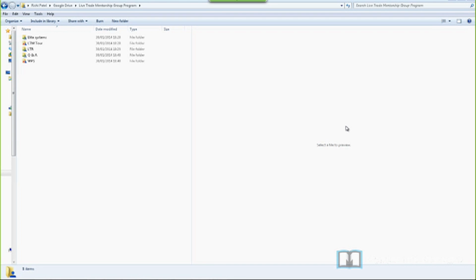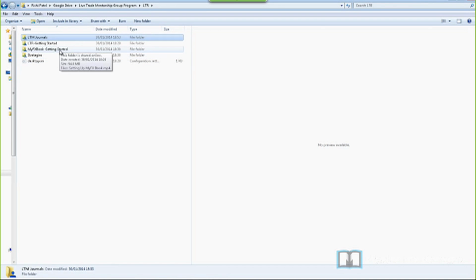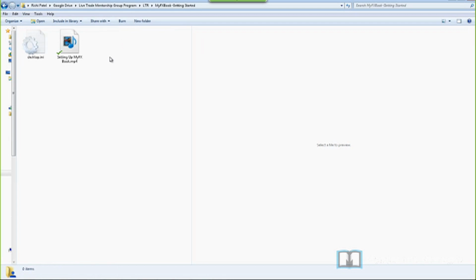Okay, so that's the LTR folder. We've covered that in a little bit of detail. So we've gone over the LTM journal folder. We've gone over the strategies folder where the strategies are contained and broken down, explained. And we've got the LTR getting started folder, which contains the video. Okay. So next is the My FX Book Getting Started folder. That's the last one in that LTR folder.